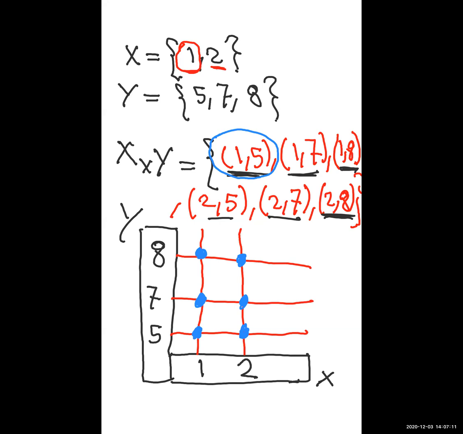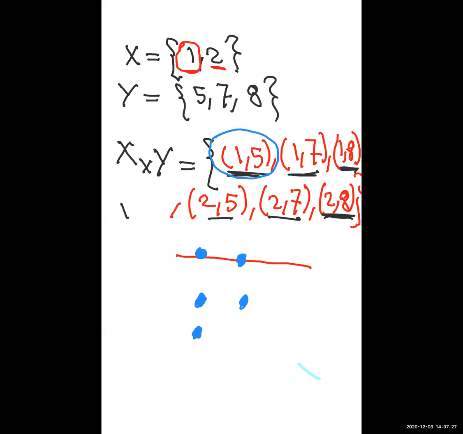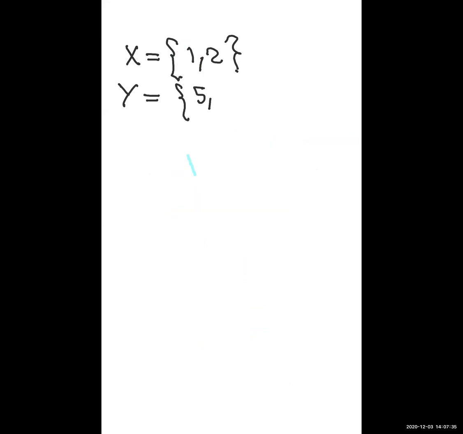Okay, guys, now we got x cross y and we represent it using arrow diagram and Cartesian diagram. The next point, I want to get y cross x. So I will clear all this again, and only I will keep the sets, which is x and y. So we can get y cross x.